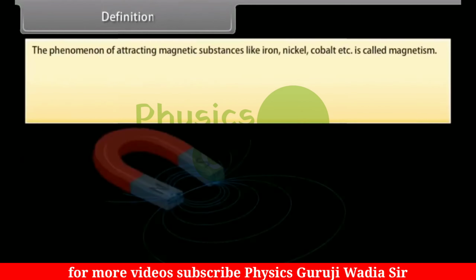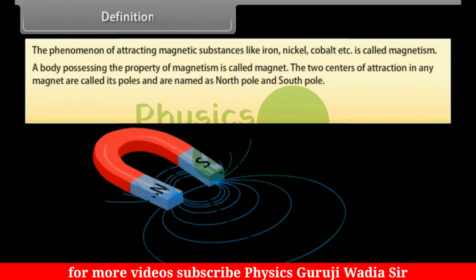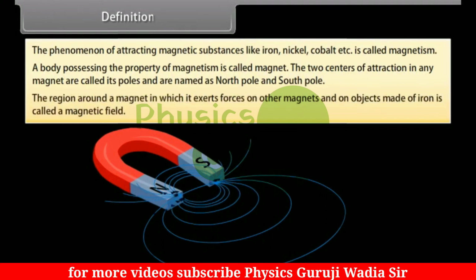Definition. The phenomenon of attracting magnetic substances like iron, nickel, cobalt, etc. is called magnetism. A body possessing the property of magnetism is called a magnet. The two centers of attraction in any magnet are called its poles and are named North Pole and South Pole. The region around a magnet in which it exerts forces on other magnets and on objects made of iron is called a magnetic field.